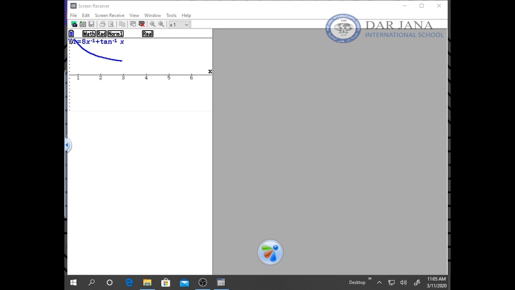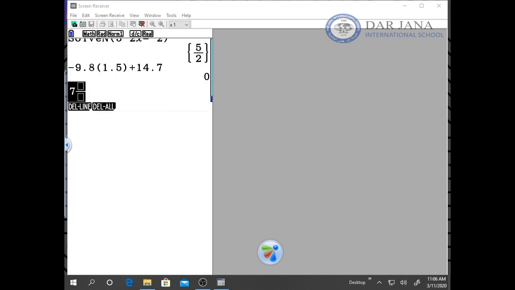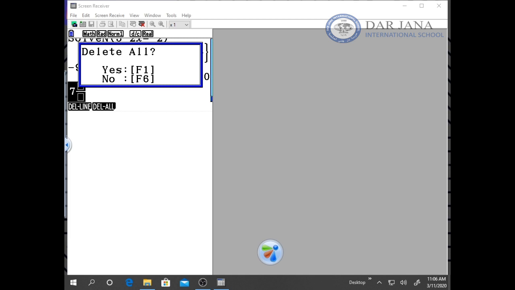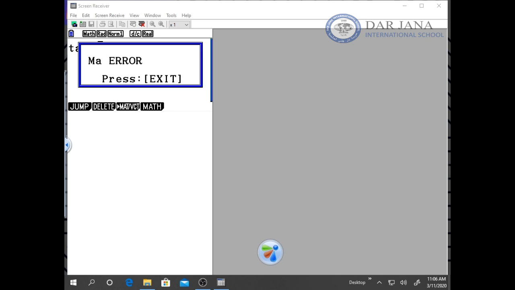How can we know this number? We can go and look at the y-axis. If we graph it, we can see it's approaching something which is 1 point something, between 1 and 2. There's only one value that we know, pi over 2, whose tan is infinity. Or simply, go to the graph menu, delete all of these, shift tan, or tan pi over 2. It's going to give us a math error, which means infinity.